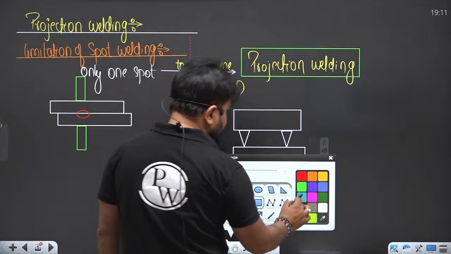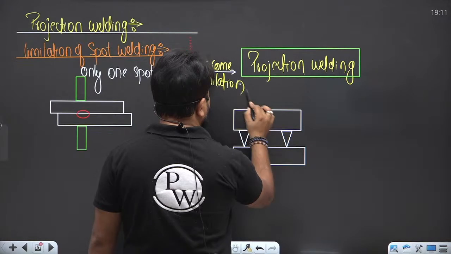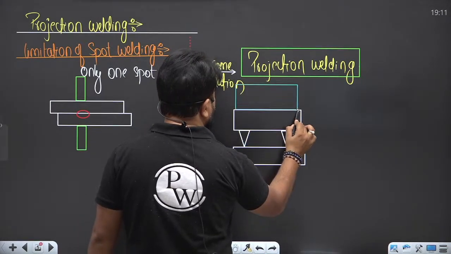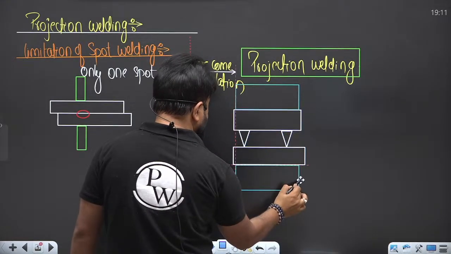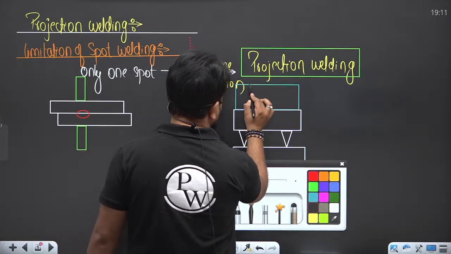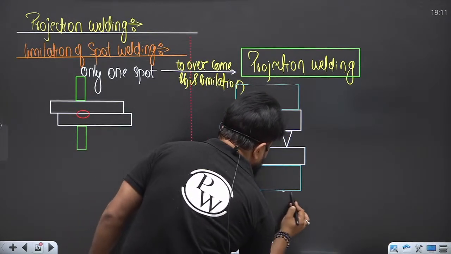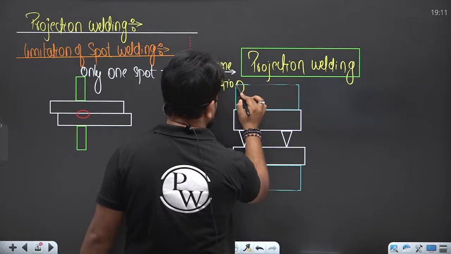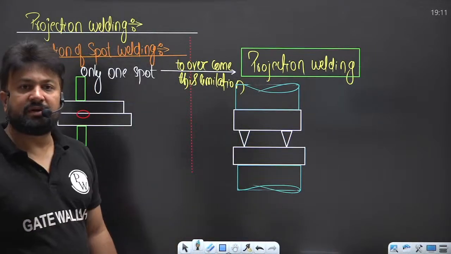Now, there will be an electrode, my dear. There will be an electrode of large size. See, this is a large size of the electrode, right? You can see this is a large electrode.